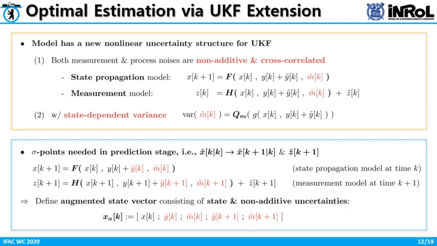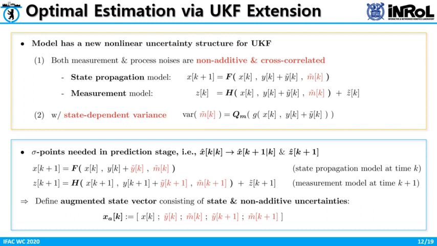First, both the state propagation and the measurement model are nonlinear and contain uncertainties inside their nonlinear functions. More precisely, the same data-driven modeling uncertainty is inside the state propagation model as well as the measurement model. Second, the variance of this uncertainty is state-dependent. Therefore, we have a new nonlinear uncertainty structure for UKF. Thus, we need to extend the standard UKF theory to this new structure.